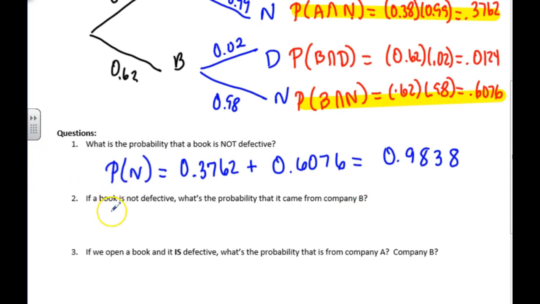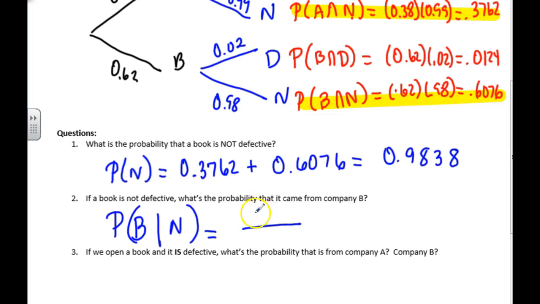Looking at the next problem, it says, if a book is not defective, what is the probability that it came from B? Again, this is a conditional probability. If the book is not defective, ask yourself, given that, what is the condition that must be true first? What is the requirement? It is that it is not defective. So because this is my condition, what is the probability that it came from B? Again, it is important that order matters.